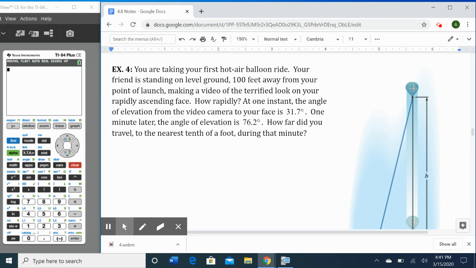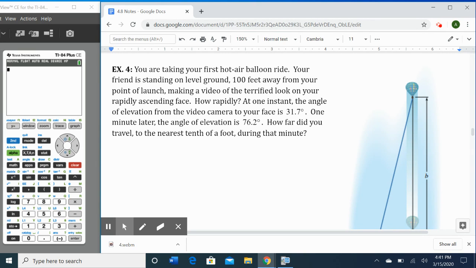This is part 3 of the 4.8 notes. We're going to go through example 4 on our notes, which will help you do problems number 3, 4, and 9 on your homework. So you're taking your first hot air balloon ride.